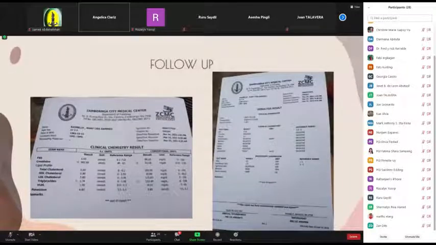Bale, hintayin pa rin po yung resulta ng kanyang 2D echo. Wala pang official reading ng 2D echo niya. However, nung tinanong ko yung ejection fraction, it's 45%.